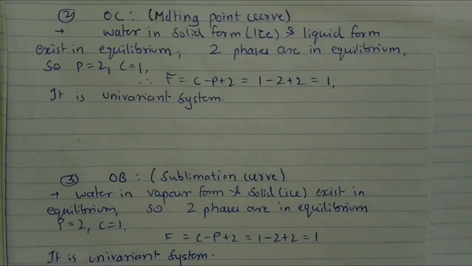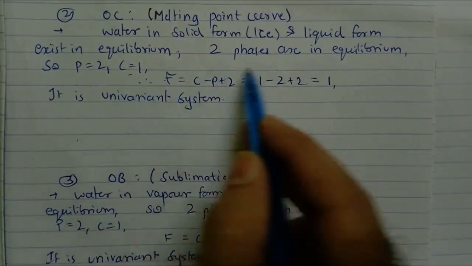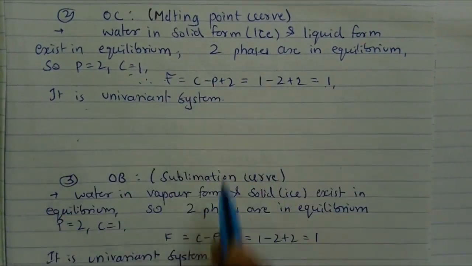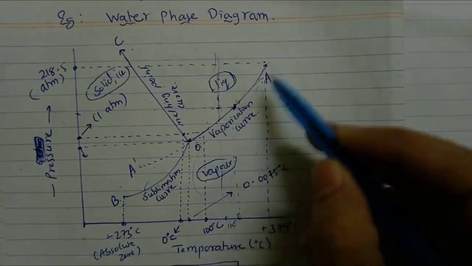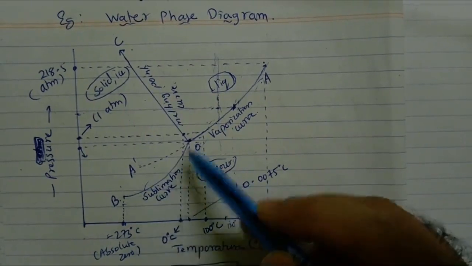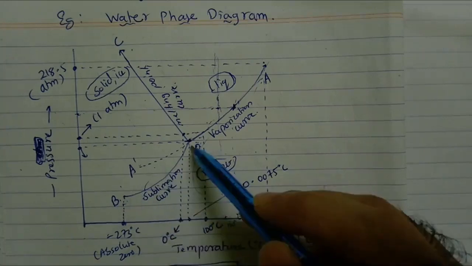Similarly, for the curve, that is the melting point curve OC, water in liquid form and water in solid form exist together. So it has two phases in equilibrium. So P is equal to 2, C is equal to 1. So again F is equal to 1, and again it is a univariant system. Is that clear? Similarly for OB, that is the sublimation curve, vapor and solid exist together. So it has two phases in equilibrium and is a one component system. So F will come as 1. So all curves are univariant. It requires only one variable to specify or define the equilibrium, that is OA, OB and OC. Is that clear?